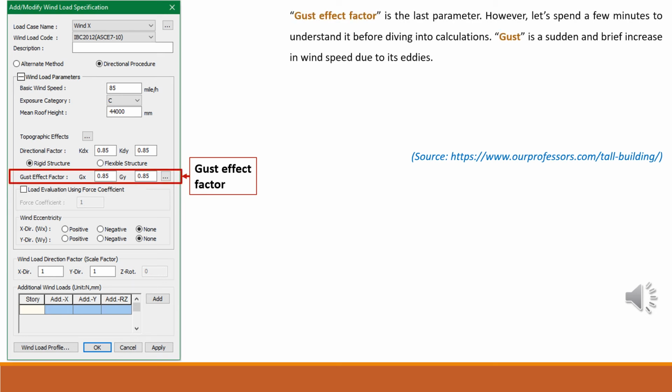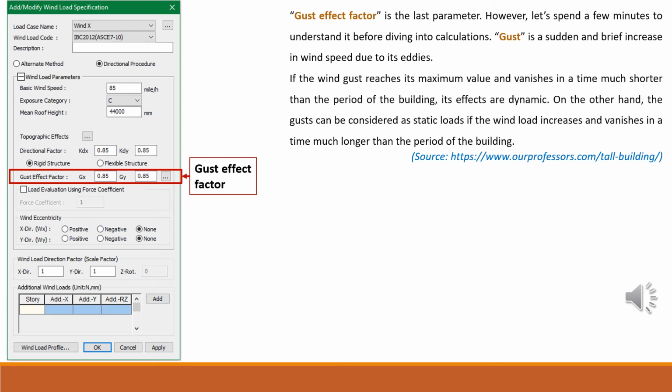Gust effect factor is the last parameter. However, let's spend a few minutes to understand it before diving into calculations. Gust is a sudden and brief increase in wind speed due to its eddies. If the wind gust reaches its maximum value and vanishes in a time much shorter than the period of the building, its effects are dynamic.